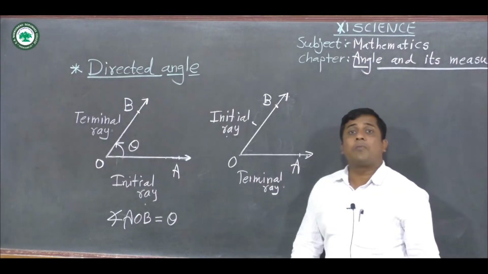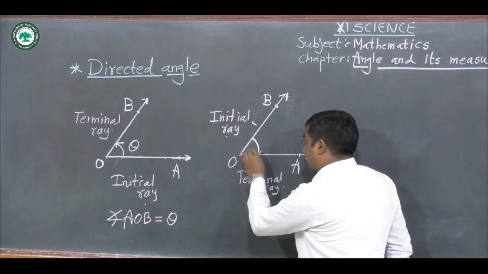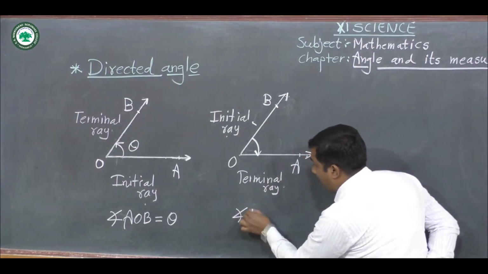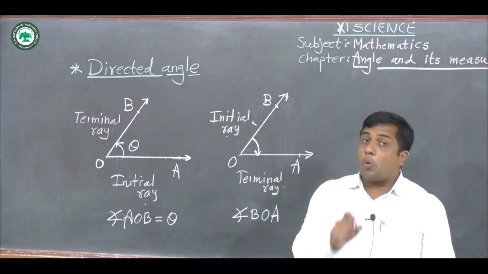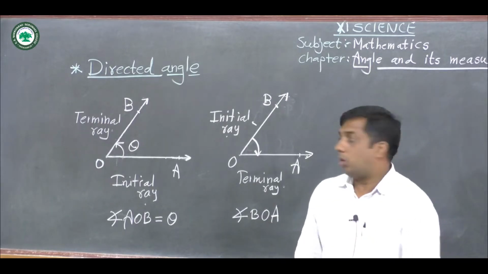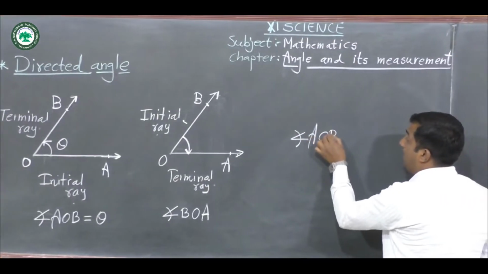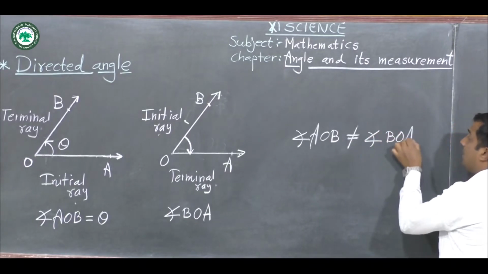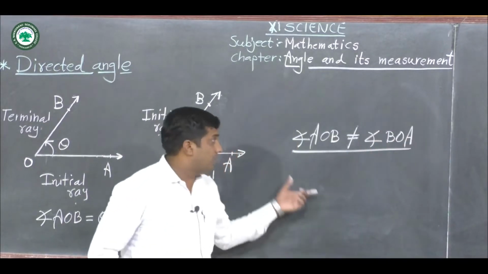We consider rotation from initial ray to terminal ray. So here the rotation is clockwise. So we consider the measure of angle BOA, and if rotation is clockwise, the angle generated is always negative. So in these two figures, the measure of angle AOB is not equal to the measure of angle BOA. So remember this point. Very important point it is.